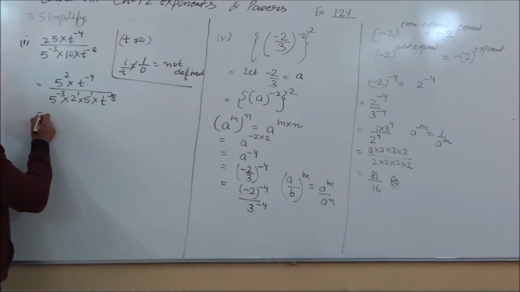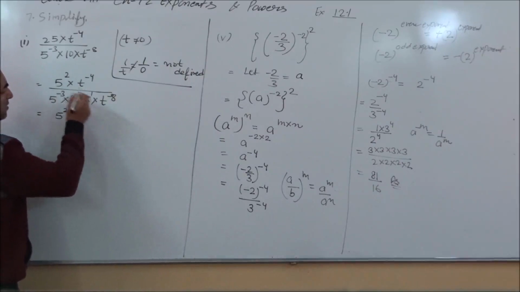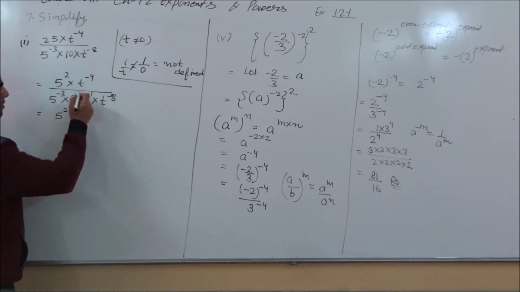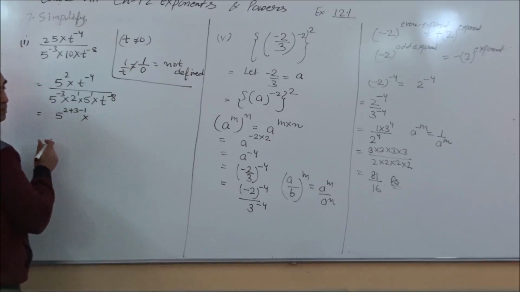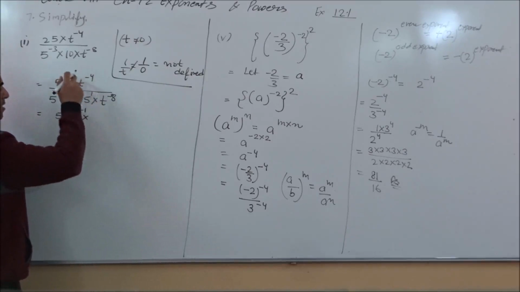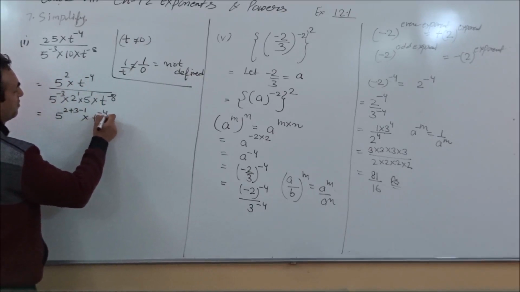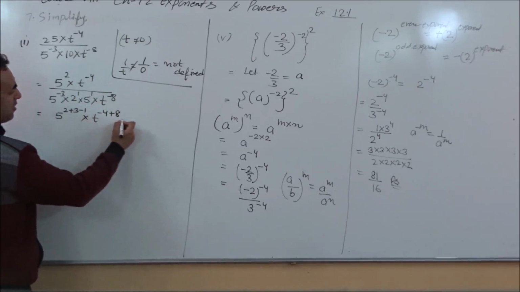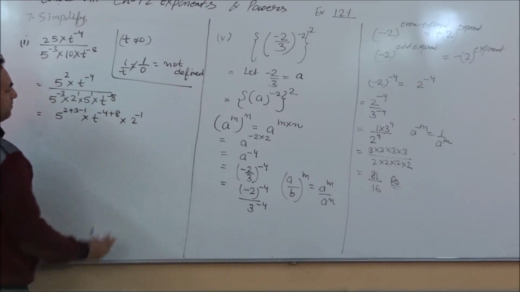Now 5 raised to 2 stays on the upper side, and 5 raised to minus 3 will go to the upper side, so it becomes plus 3. T raised to minus 4 stays, and 5 raised to 1 goes upper side too, so it is minus 1. Clear? And t raised to minus 8 becomes plus 8 on the upper side. And 2 raised to 1 becomes 2 raised to minus 1.